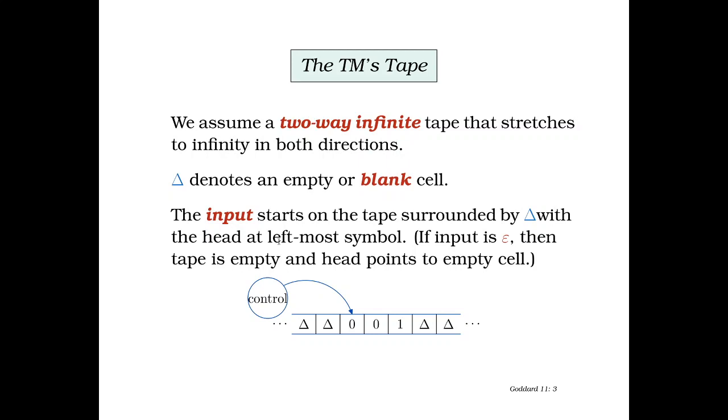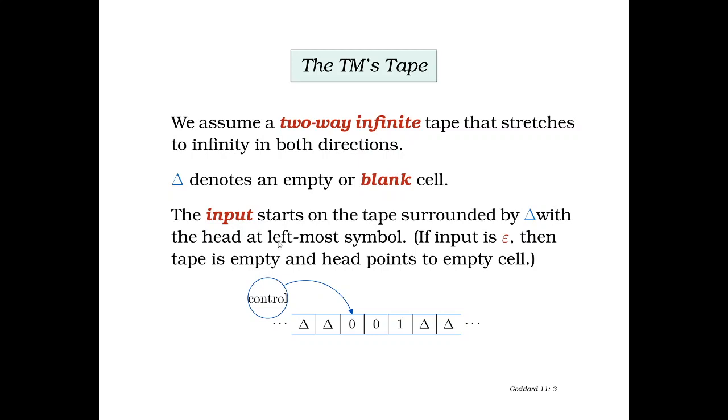When we want to write inside the Turing machine, we have to give a notation or a symbol to an empty or a blank cell. In this case, we can use a symbol such as delta, or any other symbol in case of JFLAP. So the input starts on the tape. It is surrounded by delta with the head at the leftmost symbol. So if the input is epsilon, or the empty string, then the tape is empty and the head points to an empty cell.